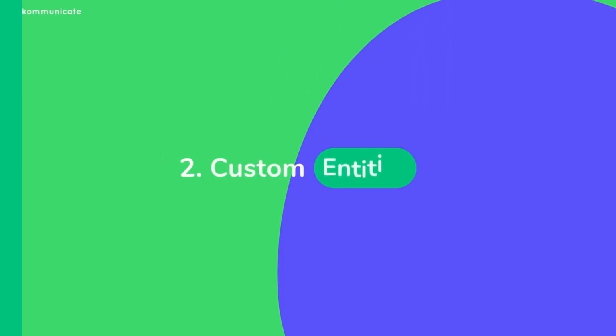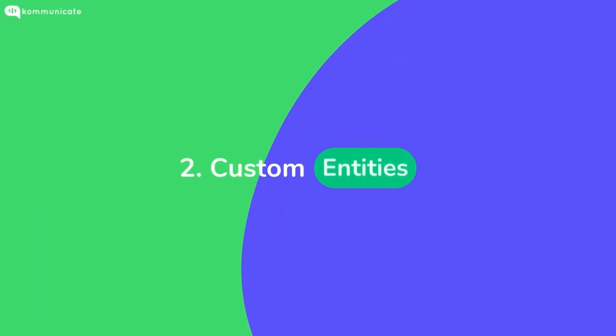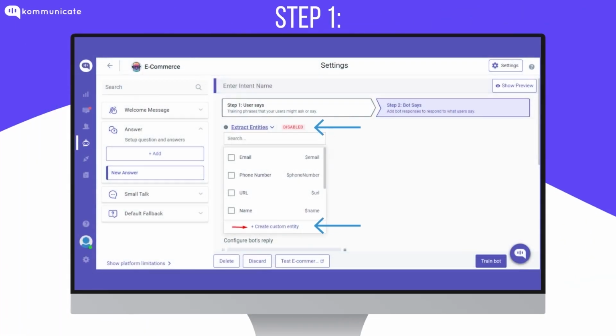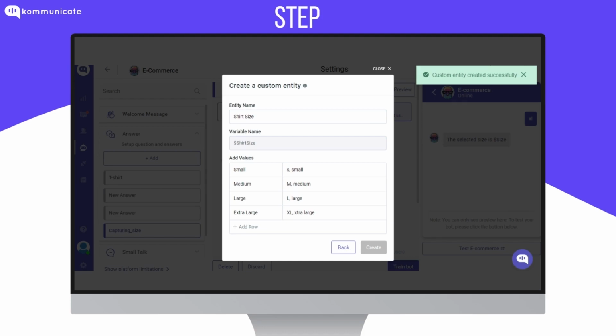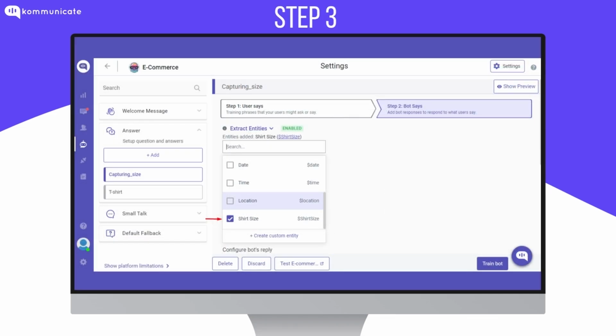Now moving on, let's look at custom entities. Custom entities help us to identify and extract the useful data from the inputs given by the end user. Click on the Extract Entities, go to Create Custom Entity and fill the entity details as shown here. Provide the entity name, variable name, and the values. After creating the entity, select the created entity from the Extract Entities drop-down. After selecting the entity, you can extract it using variable name as here.